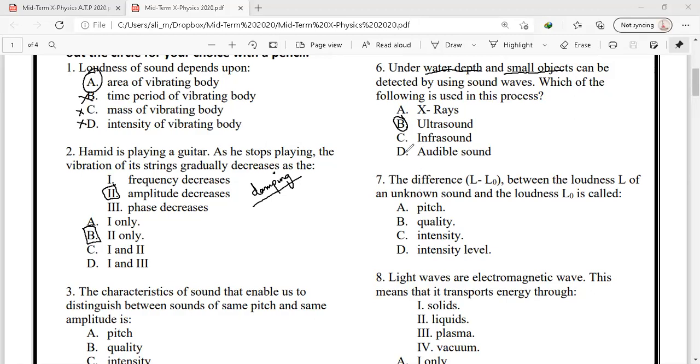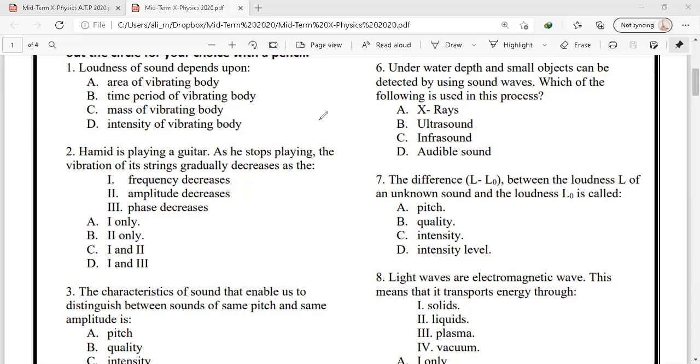Let's come to question number 7. The difference between loudness and the loudness of the faintest sound is known as. So, where L is the loudness of the particular sound and L naught is the loudness of the faintest sound. जब हम इन दो साउंड का डिफरेंस लेते हैं या किसी भी पर्टिकुलर साउंड का कंपैरिजन देखते हैं विद रिस्पेक्ट टू द फेंटेस्ट साउंड, दिस इज नोन एज इंटेंसिटी लेवल.